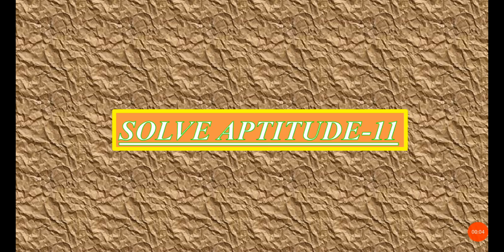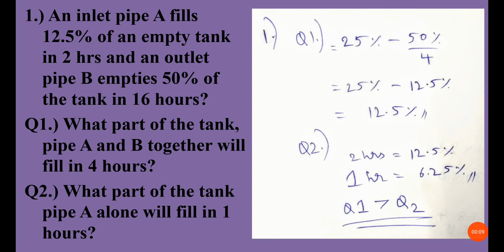In this video we are going to discuss some banking aptitude problems and solutions. Let's get started. The first problem is a Q1 Q2 based problem, that is a quantity 1 and quantity 2 comparison. An inlet pipe A fills 12.5% of an empty tank in 2 hours and an outlet pipe B empties 50% of the tank in 16 hours.